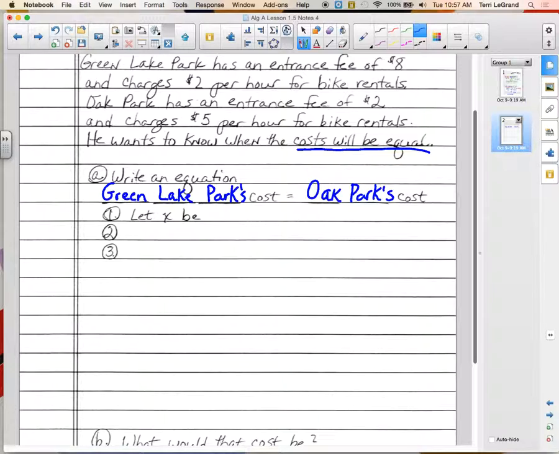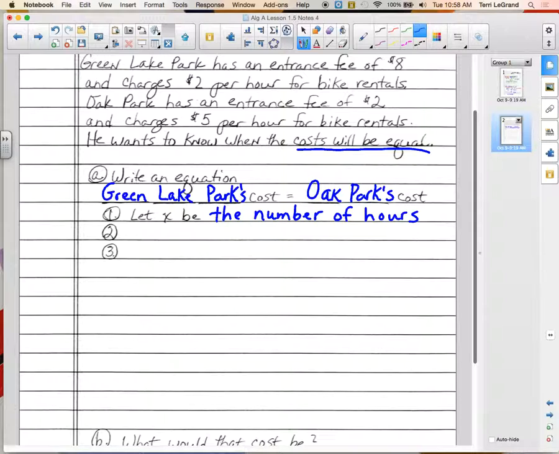Devontae? X could be how long you rent the bikes for. Yeah, you get to choose how long you want to rent the bike for, don't you? You don't get to choose how much they're going to charge you, but you get to choose how many hours you're going to rent the bike for. So I think that's our unknown in this. So let X be the number of hours, because it's per hour. So we don't just say time, we be specific. We know that they're going to charge us by the hour. So X is going to be the number of hours. That's our unknown. So that's what we do in step 1 with our application problems. We pick a variable and describe it.